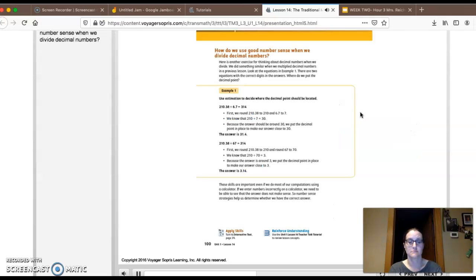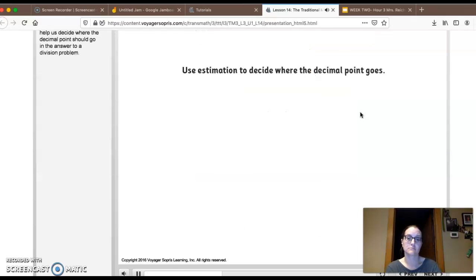How do we use good number sense when we divide decimal numbers? We can use estimation to help us decide where the decimal point should go in the answer to a division problem. Look at this problem. Where should we put the decimal point in the answer? We can round the numbers and rewrite the problem as 210 divided by 7. We know that 21 divided by 7 is 3. So the quotient must be 30. 30 is close to 31. So we put the decimal point between the 1 and 4.